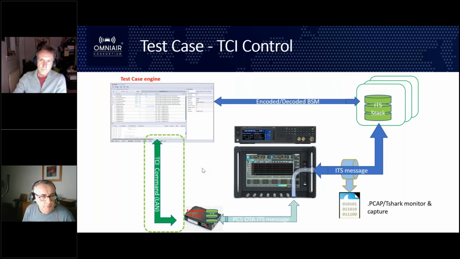Hi everyone. The slide I'm showing here is an overview of what a communications path with, in this case, Keysight, but essentially any test equipment, will use to execute the OmniAir test cases, and then specifically use TCI for that control mechanism. The blocks I'm showing here is some tech.